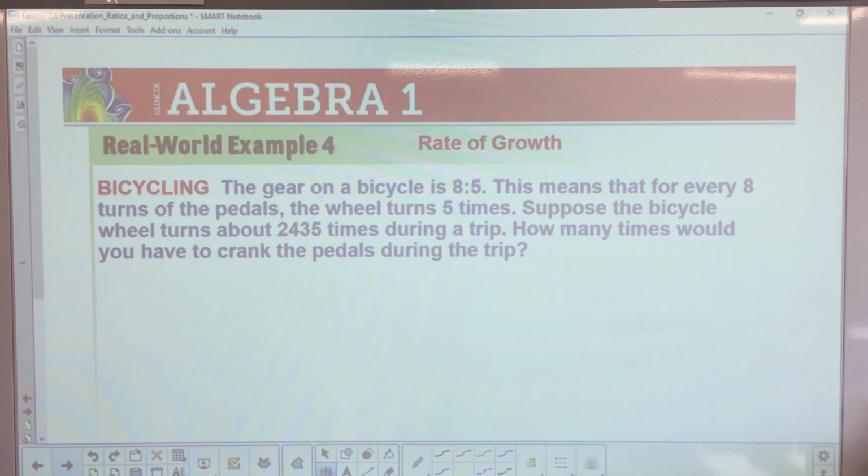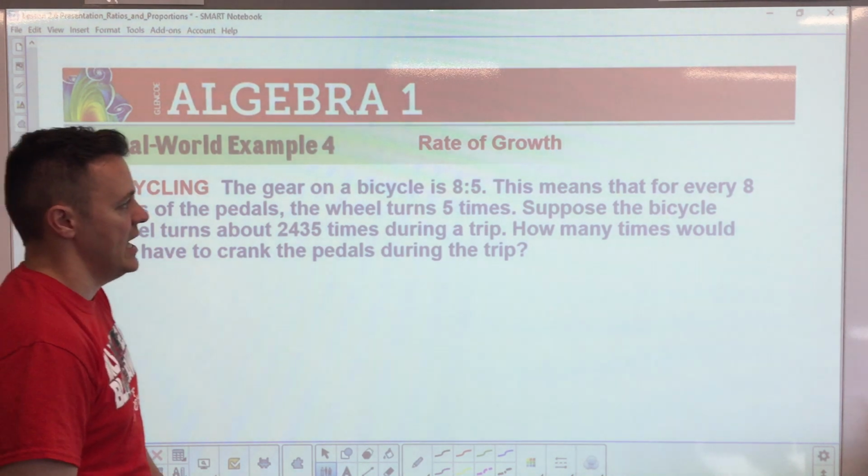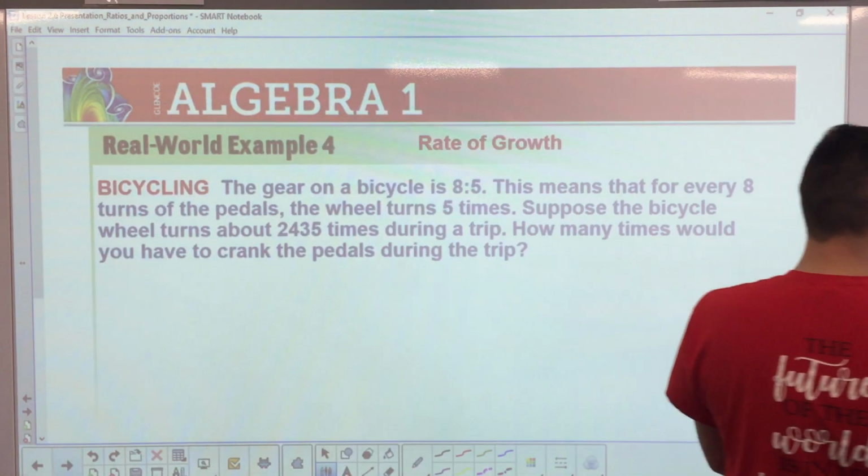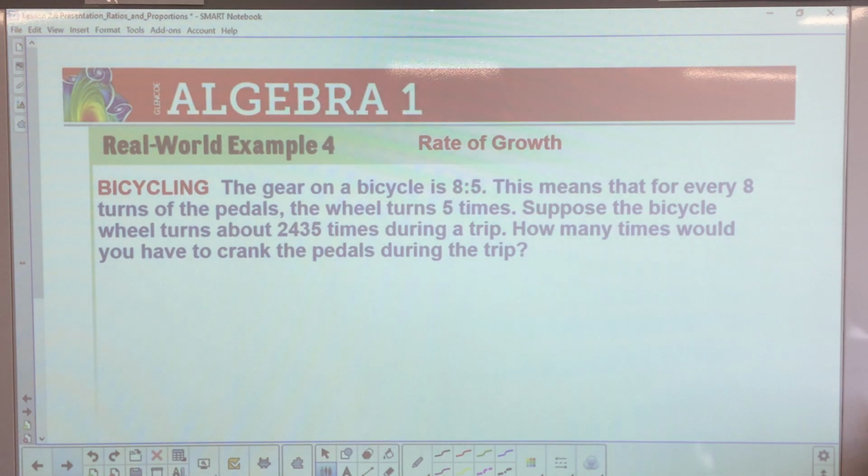All right, the gear on a bicycle has a ratio of 8 to 5. Okay, this means that for every 8 turns of the pedal, the wheel turns 5 times. Suppose the bicycle wheel turns 2,435 times during a trip. How many times would you have to crank the pedals during the trip?